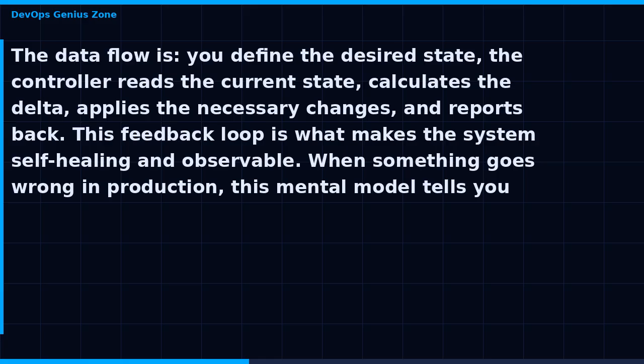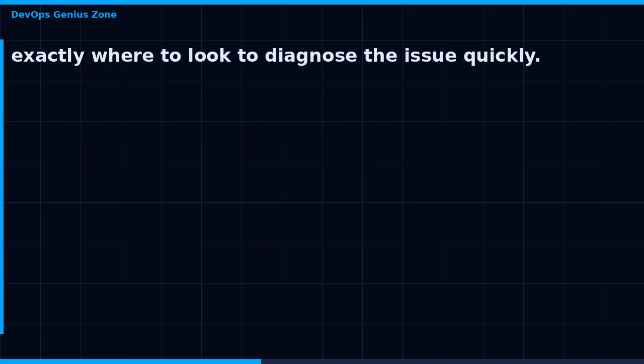Section 4: Getting started the right way. The most common mistake engineers make when learning Kubernetes is jumping straight into configuration without understanding prerequisites and requirements. Here is the correct sequence that senior engineers follow.